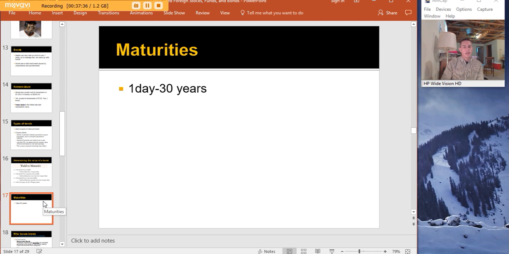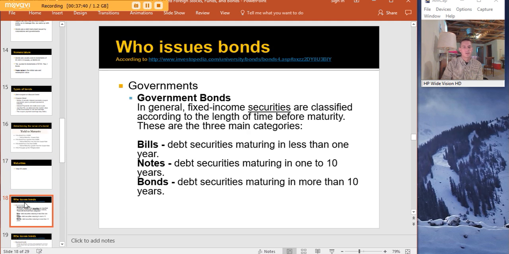Maturities of bonds can be anywhere from 1 day to 30 years. We have a host of different ones. And we have governmental bonds. Government bonds in general are fixed income securities, classified according to length of time before maturity. These are the three main categories.